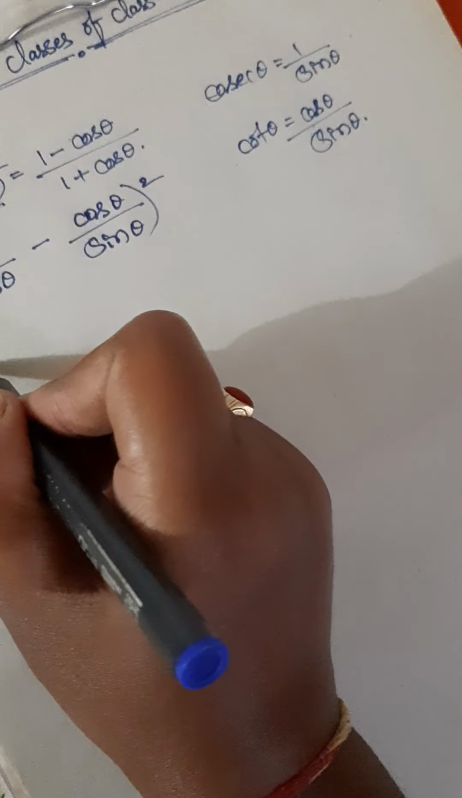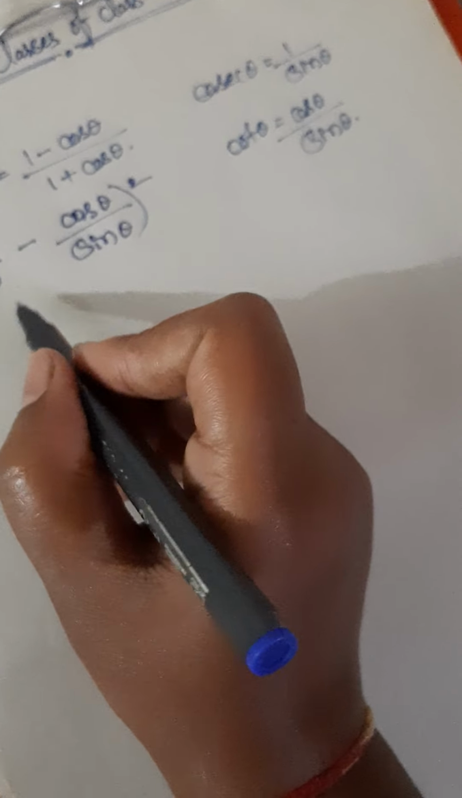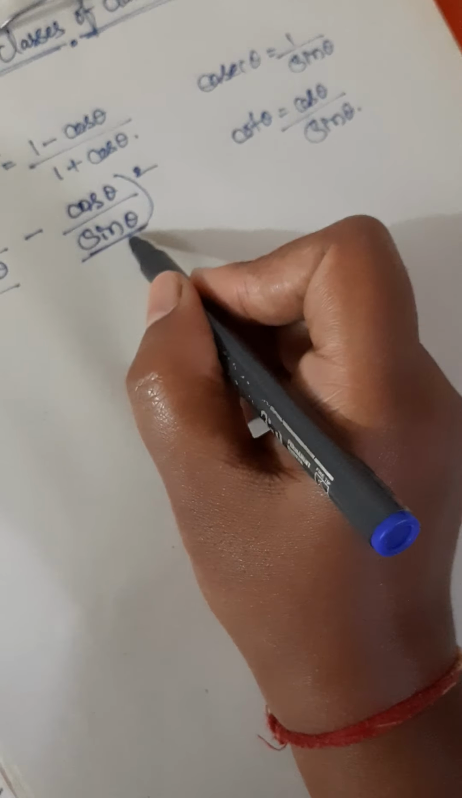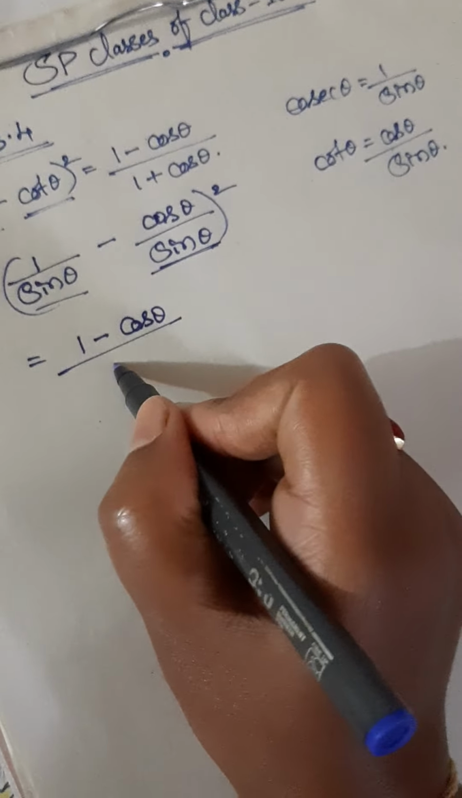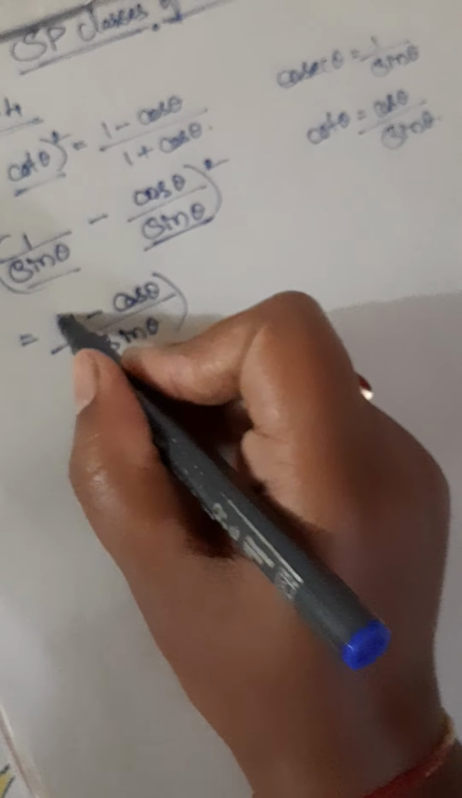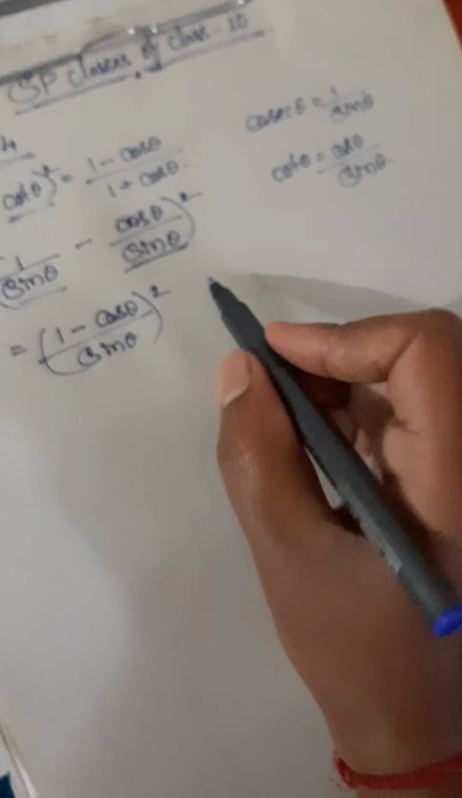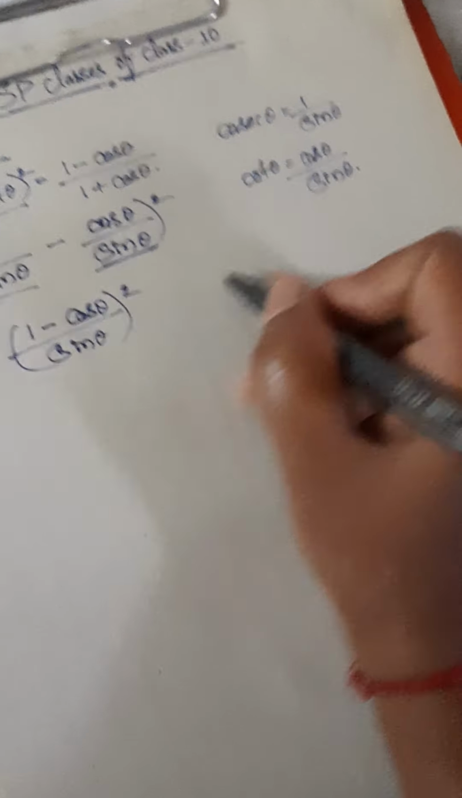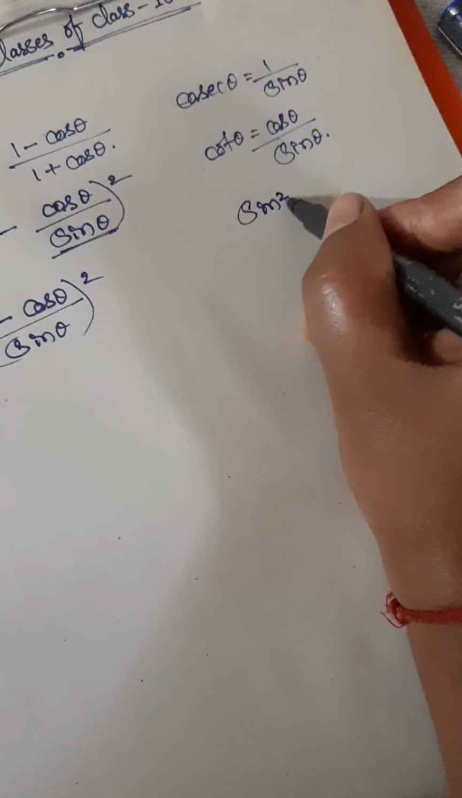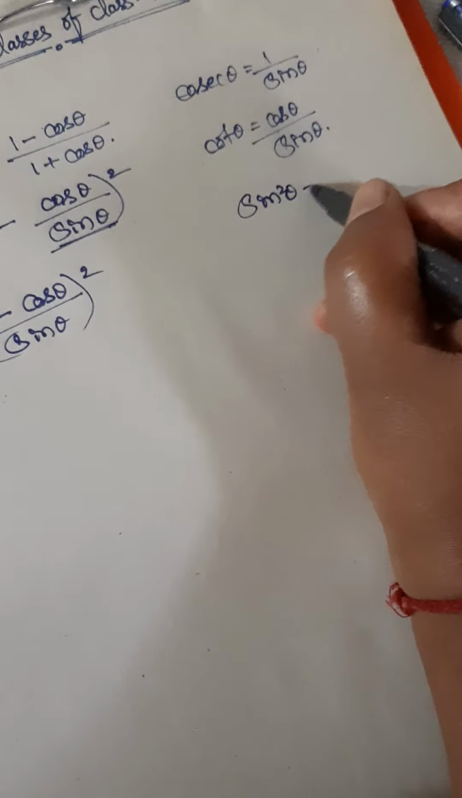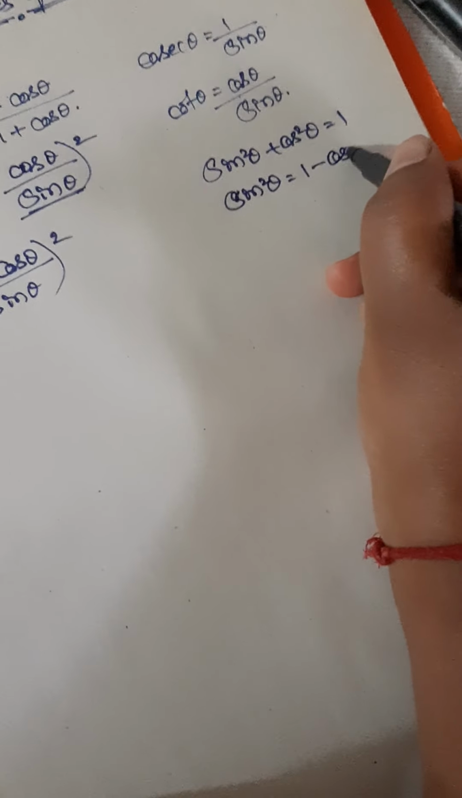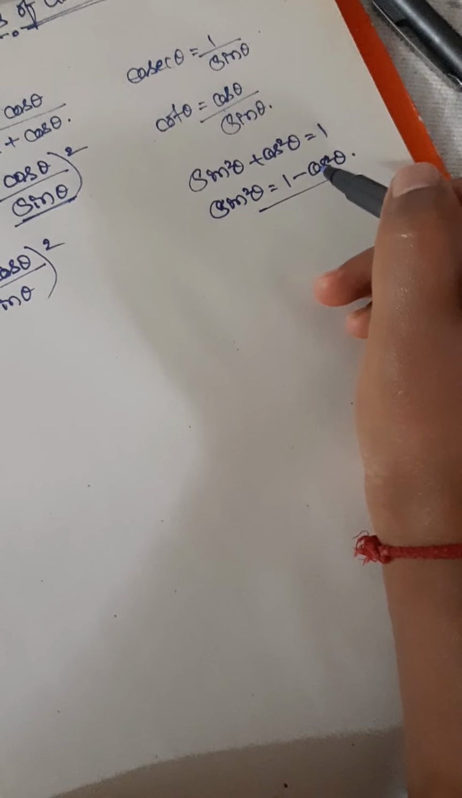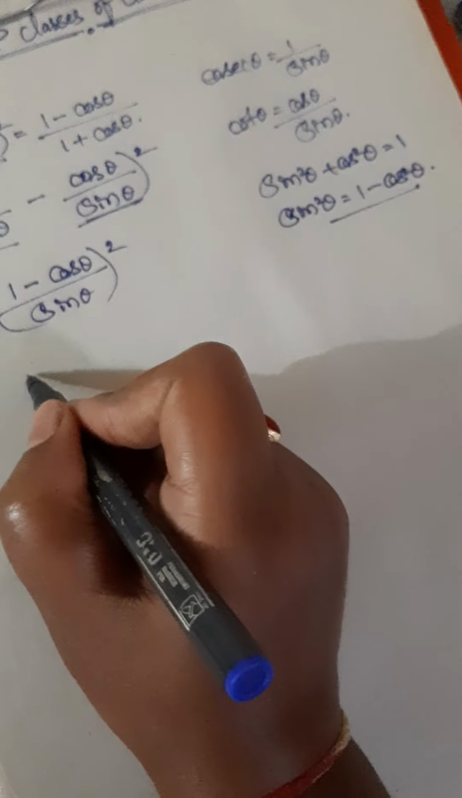So for this, let's see how to solve this one. Both have sin theta only. So directly we can put (1 minus cos theta) divided by sin theta, whole square, as it is. For this further, how can we solve? We know one more identity, that is sin square theta plus cos square theta is equal to 1. And from this, sin square theta is equal to 1 minus cos square theta. This one also we know. So by that, how can we solve?